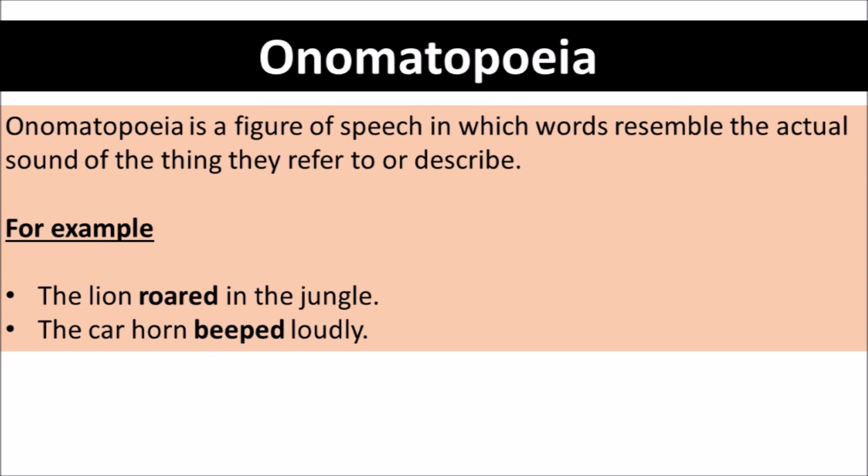Onomatopoeia. Onomatopoeia is a figure of speech in which words resemble the actual sound of the thing they refer to, or describe. For example, the lion roared in the jungle. The car horn beeped loudly.